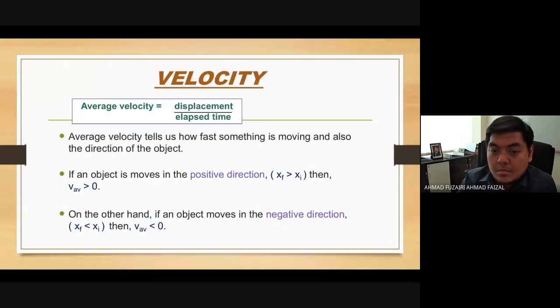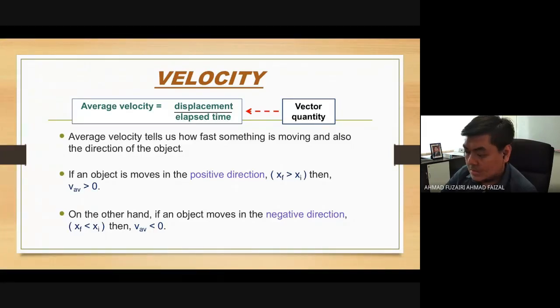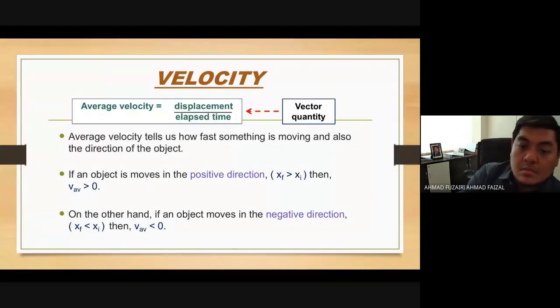It tells us how far something is moving, together with the direction of the object. If an object is moving in the positive direction, the average velocity is greater than 0. This is because the final position must be greater than the initial position. Otherwise, if an object is moving in the negative direction, you may get an average velocity less than 0. This is because the final position now must be less than the initial position of the object.